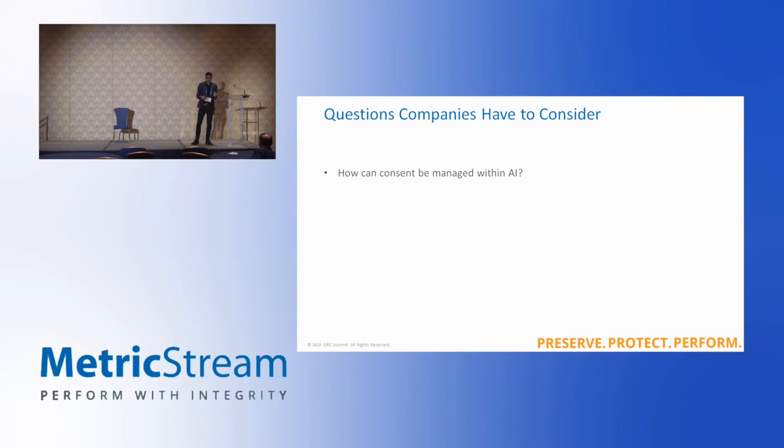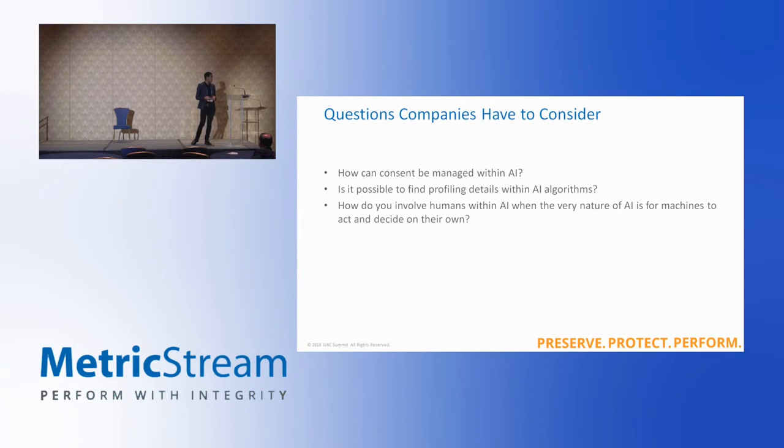The way I see it, there are three key questions that a company using AI would need to answer to solve about 90% of their issues. The first is, how can consent be managed within AI models? The second is, is it possible to find profiling details? This is your PII, your personally identifiable information. Does any of that exist within any of your models? And the third is, how do you involve humans in AI systems when the real nature of AI is to get rid of humans, or at least to take some of the workload off the humans and automate a lot of the boring work?